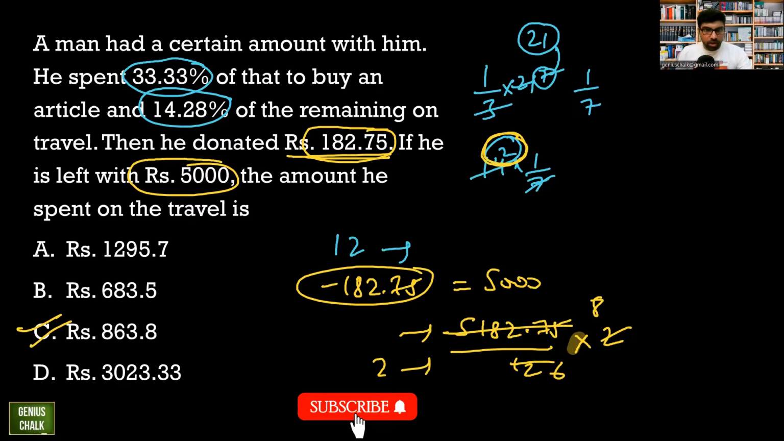A very good question. Here maximum students will get confused. So don't get confused at this step where he's saying that he donated also this much. This is the main point. If it is not written, this question would have been easy, right?